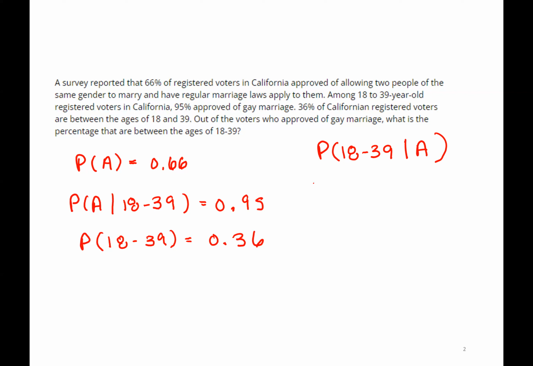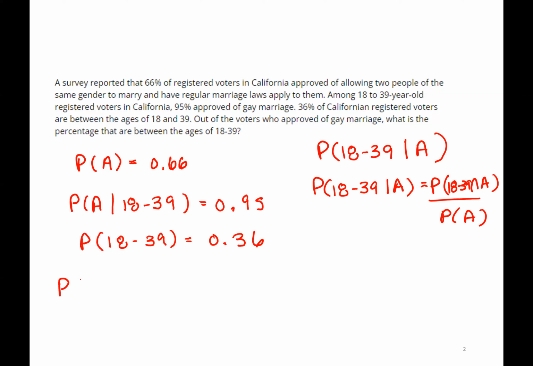Okay, so what do you have to do? Well, according to Bayes' theorem, this is going to be the probability of both divided by the probability that you approve. I know the probability that you approve. So I know 66% of the voters approve. So I know the denominator. What I don't know is the numerator. I don't know how many were between the ages of 18 and 39 and they approve. So in that contingency table, this is the intersection of people who are 18 to 39 and people who approve. So what I need to do is use the information they gave me to find that intersection.